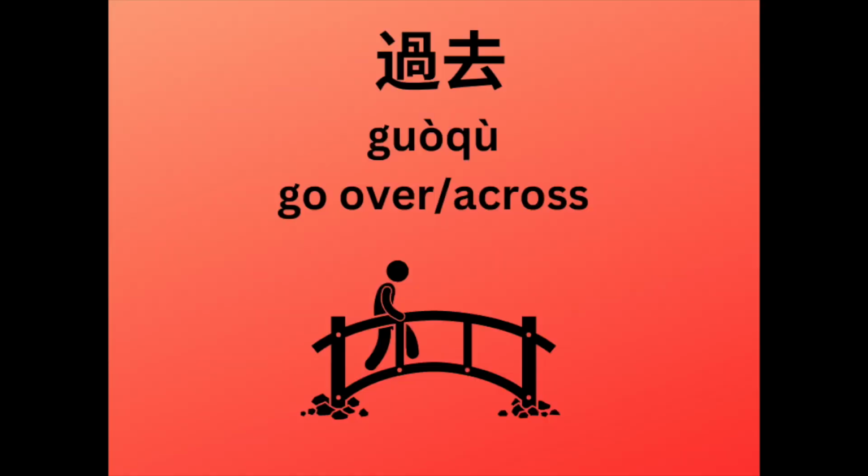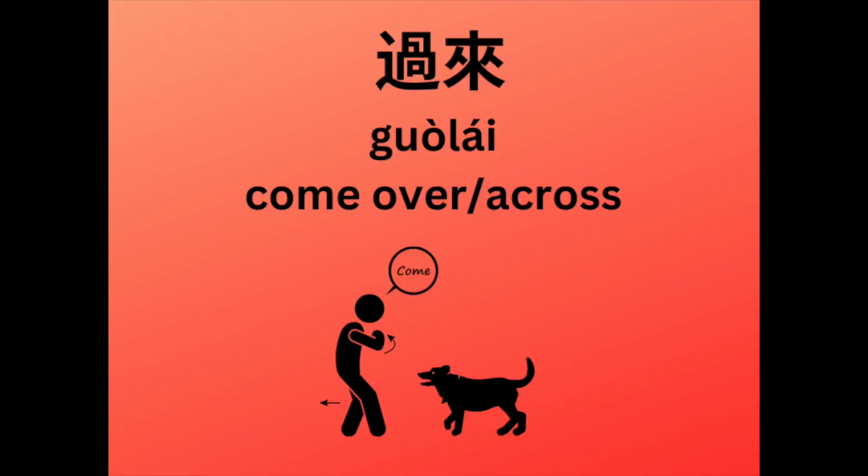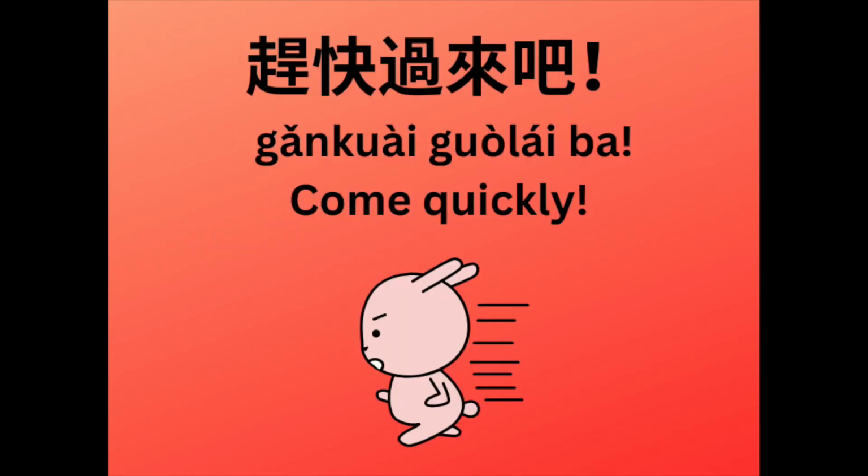We can add the character 过. 过 means to pass or to go over, to cross. 过去 means to go over to somebody or to cross a road. 他过去找他女朋友. He's going over there to get his girlfriend, to find or to see his girlfriend. And you can also have 过来. 过来, come over here. 赶快过来吧. Quickly, come here.